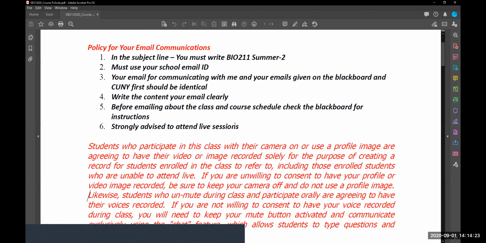And there are always chances of problems with email because everybody is using a different platform. I encourage you to use your school ID. I have seen people emailing me through Gmail or Yahoo, and sometimes it doesn't reach me. CUNY has a very different filter system at different time points. So which email will be given access, I don't know. I have no control over that.